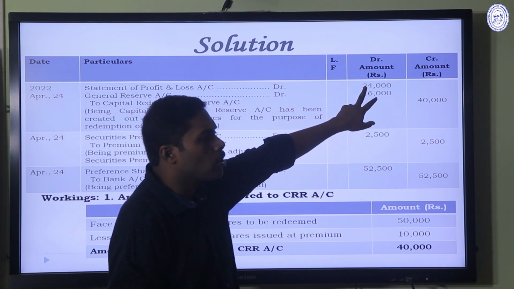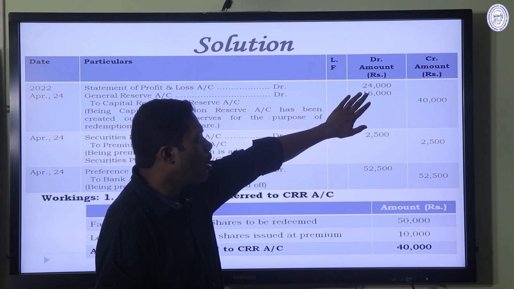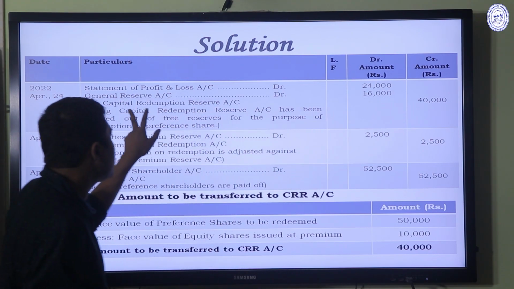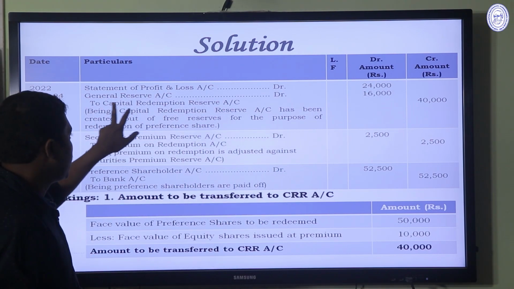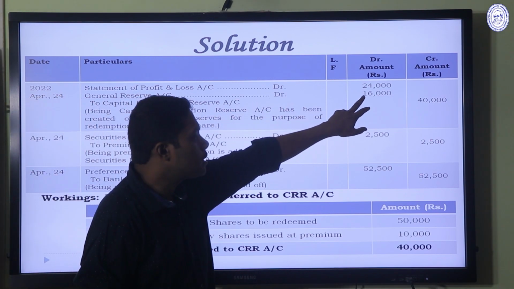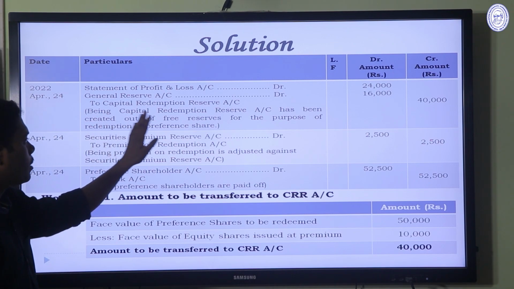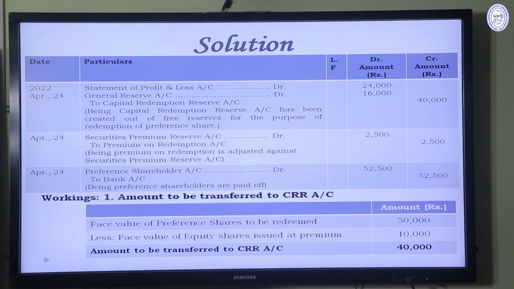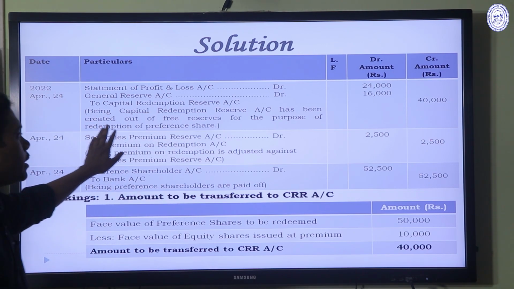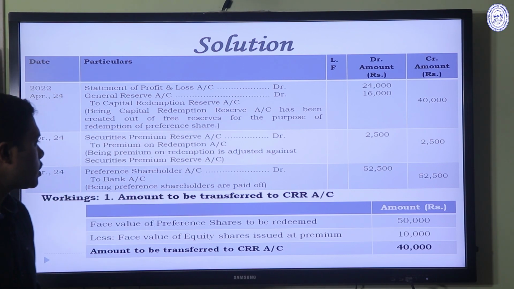So statement of profit and loss 24,000, the rest amount out of 40,000 will be utilized from general reserve, that is, general reserve account debit 16,000 and to capital redemption reserve account 40,000. So being capital redemption reserve account has been created out of free reserve for the purpose of redemption of preference share. This will be the narration.